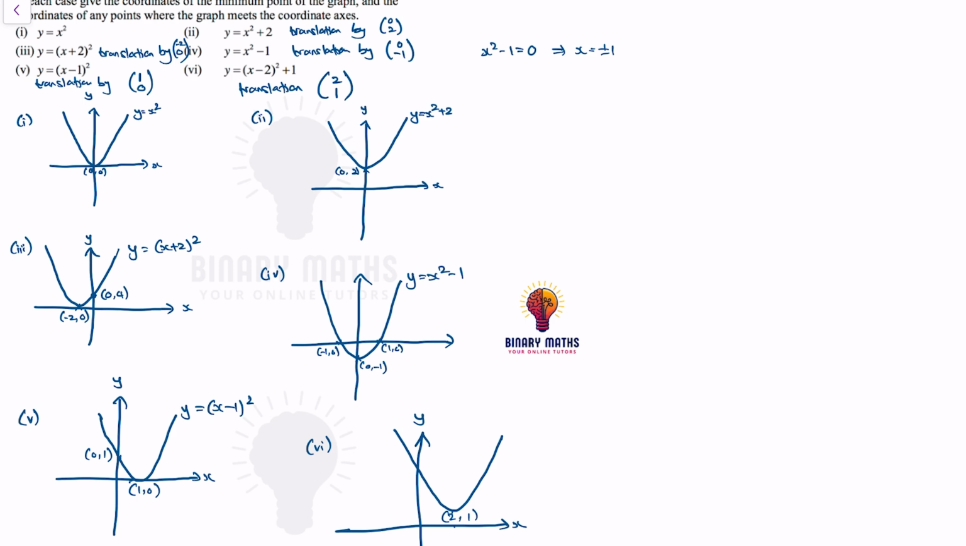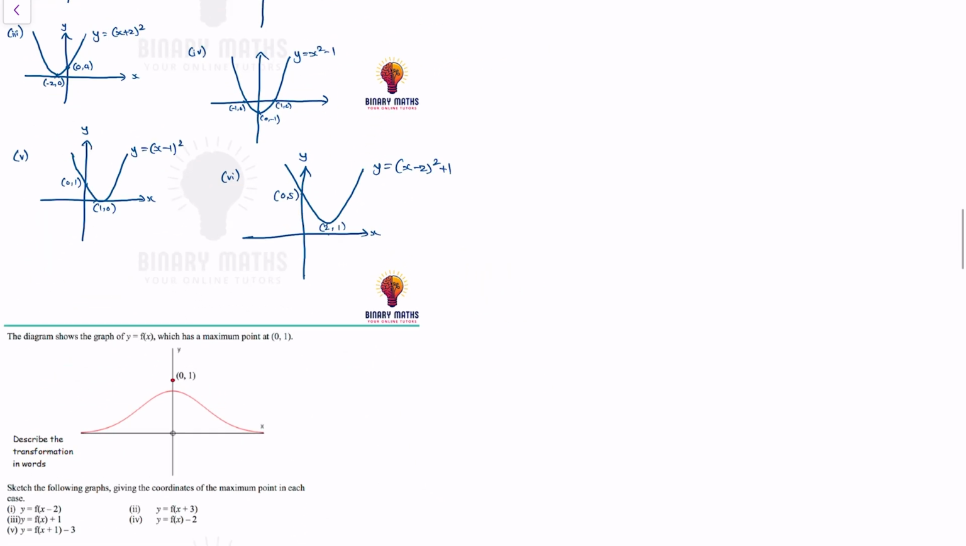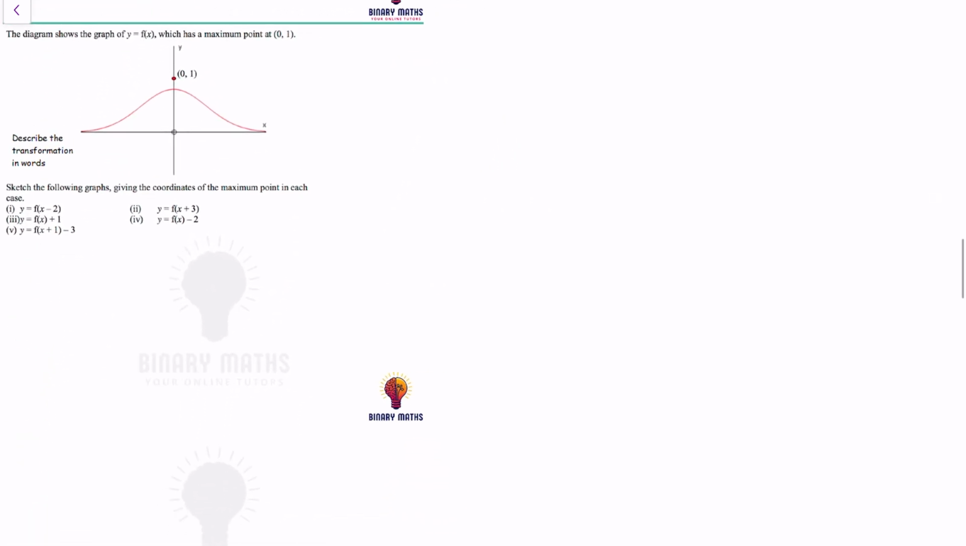Yep, that's fine. Now, to find this point, all I'm doing is substituting x equals 0 in. So I get 0 minus 2 all squared, which is 4. 4 plus 1 is 5. So that is 0, 5. So this is y is equal to x minus 2 all squared plus 1. Okay. Next example.